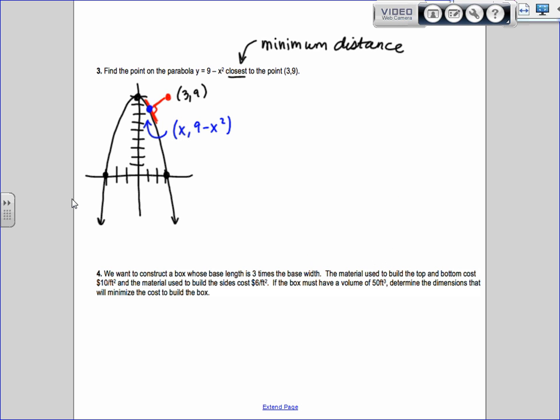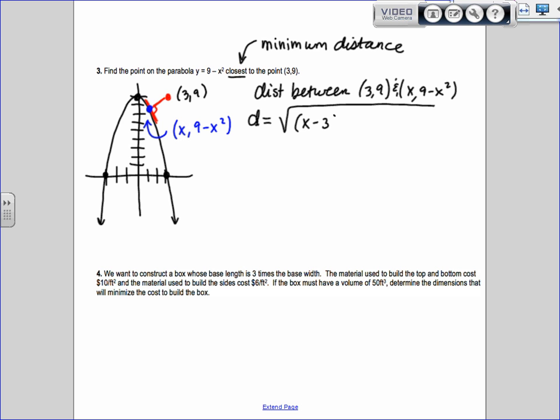All right, so we want to minimize the distance between those 2 points. So the distance between (3, 9) and any point on the curve, (x, 9 minus x squared). So it's going to be d equals the square root of (x minus 3) squared plus (9 minus x squared minus 9) squared.